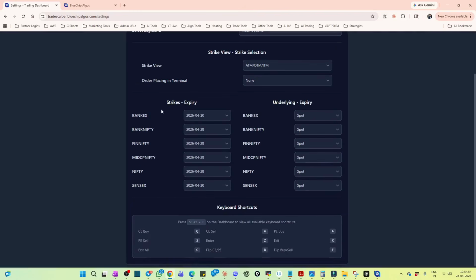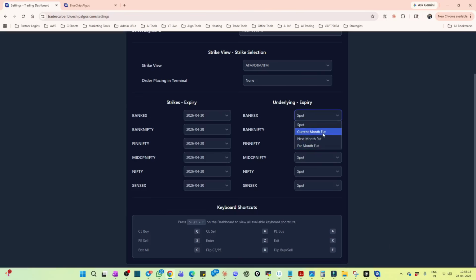And then we also have strikes and expiry. You can choose whichever expiry you want to trade. We support current weekly, current monthly, and even next expiries also. And even underlying, very very important. Some people do the analysis by spot, some people do it by futures. So you can decide which one you want, whether you want to go with the spot price or future price.